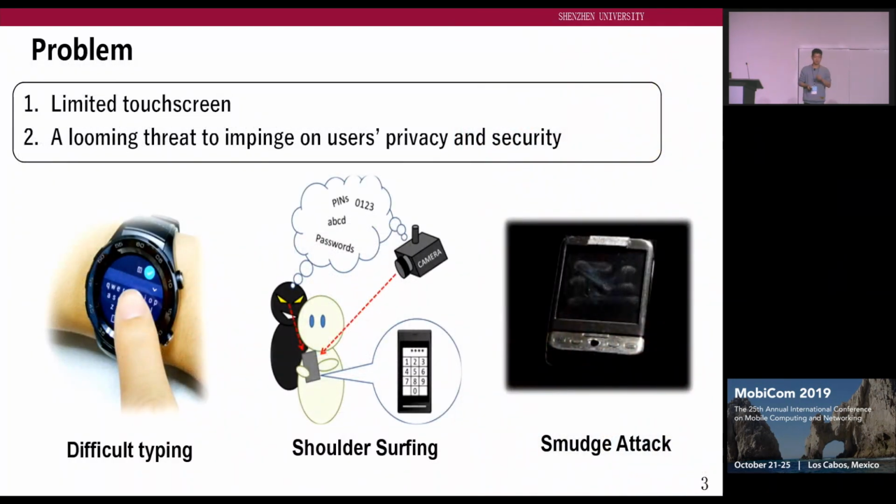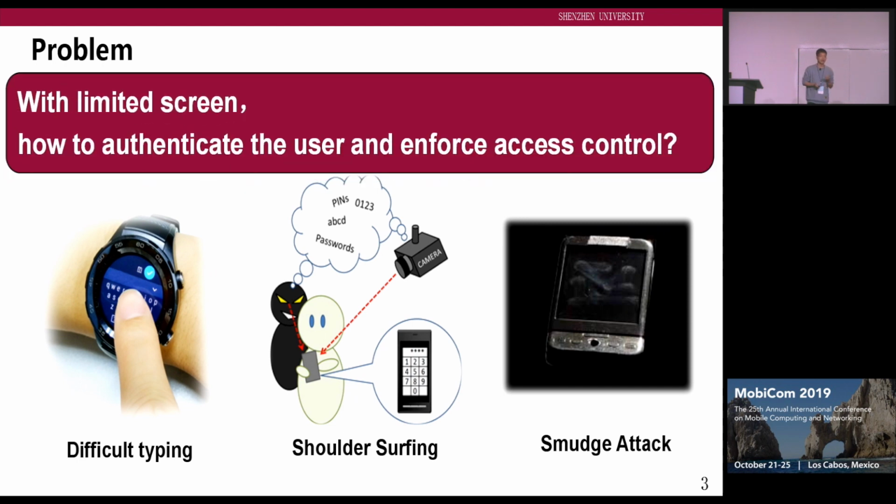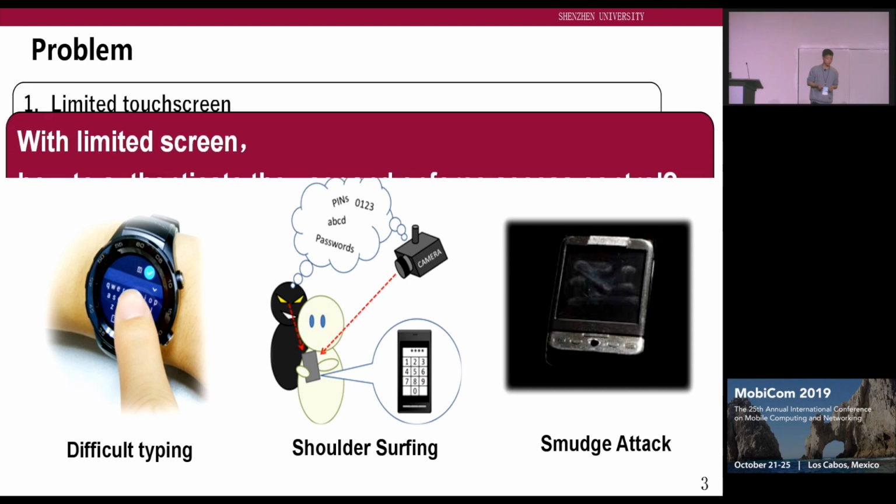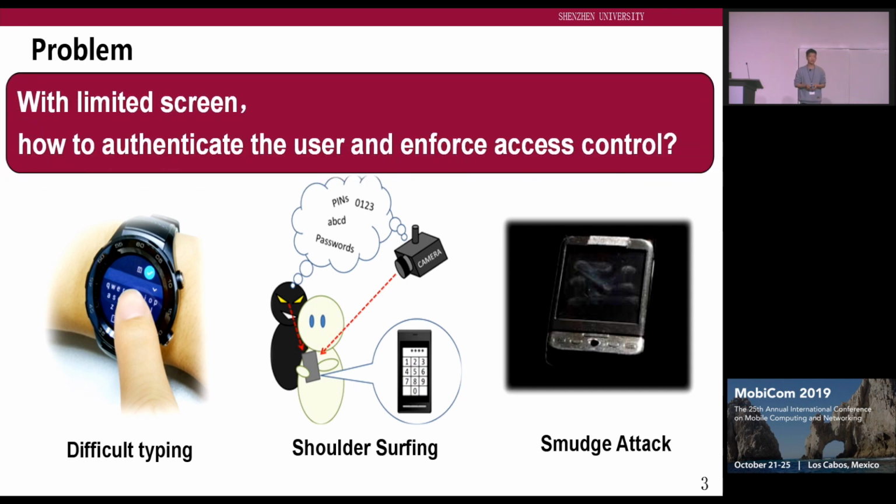So what is the problem with the smartwatch? Firstly, the smartwatch only has a limited screen, so it is very difficult for us to type. Secondly, there is a looming threat to users' privacy and security. The smartwatch has our personal health data, our messages, even our bank account. So it is very important to know how to authenticate users and enforce access control with such a limited screen.